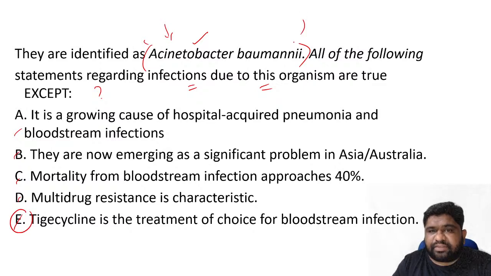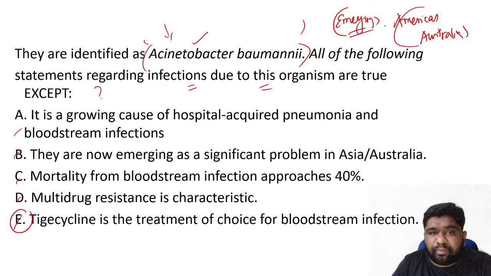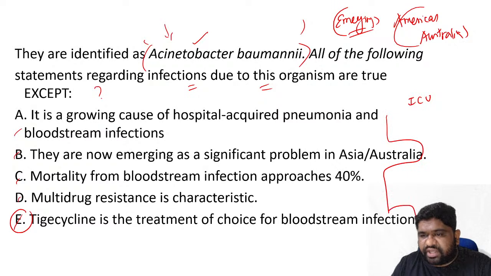Acinetobacter baumannii is a beautiful organism. It's an emerging organism in the Americas and Australias. American continent and Australia, you are having this organism becoming more and more deadlier. And this is an important organism related to ICU infections. Before we go for this organism, let me give you some kind of factual data.